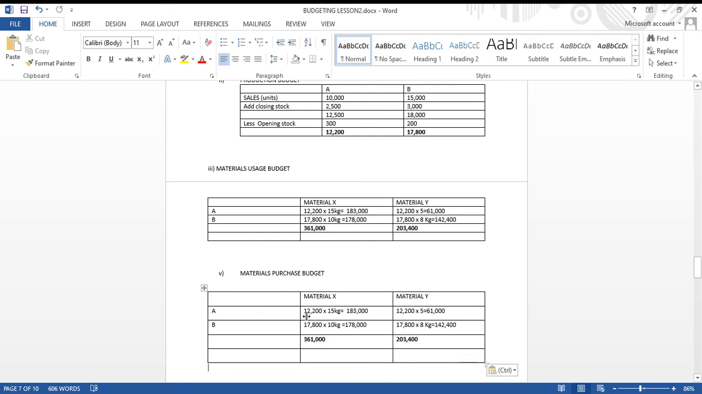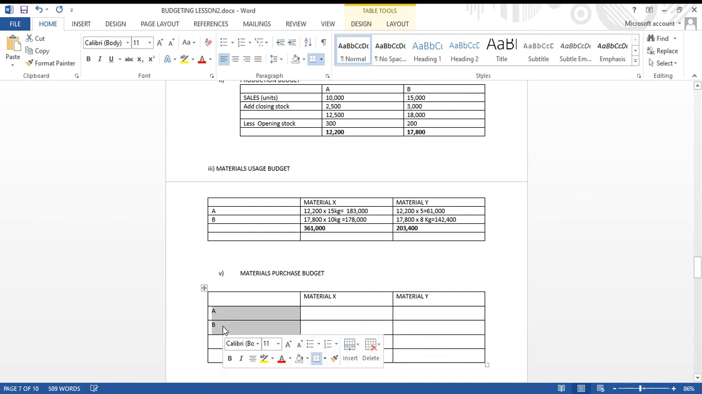Let me just put our information here. For material X, we need 361,000 kg of it. Material Y, we need 203,400 kg of material Y. This is our materials.